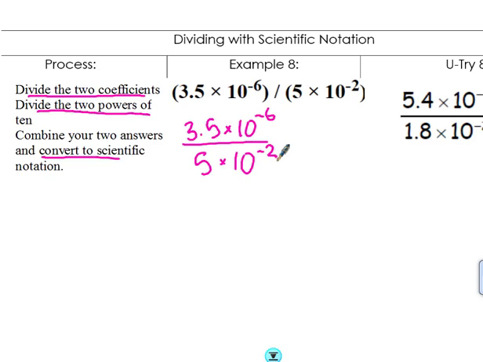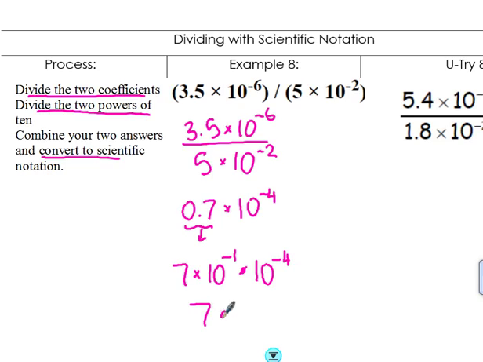If I divide the coefficients, we will get 0.7. If I divide the exponents, negative 6 and negative 2 on the denominator, the exponents will become 10 to the negative 4th power. Now 0.7 is not in scientific notation, and it's a small number, so if I convert this back to scientific notation, this will be 7 times 10 to the negative 1st power. We already have 10 to the negative 4th power, so our result would be 7 times 10 to the negative 5th power. And here's your you try.